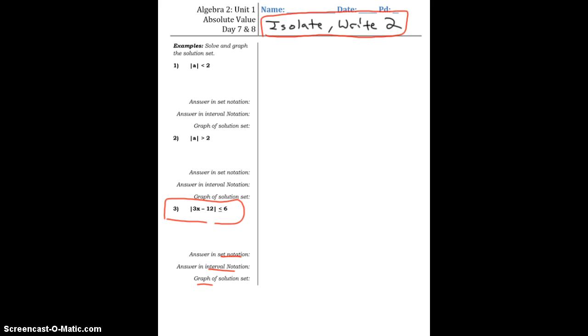The first one is going to be 3x minus 12 is less than or equal to 6. The other one, so I'll keep it divided over here, is going to be 3x minus 12. Now I'm going to switch the sign to a greater than or equal to, and I'm going to change the 6 to a negative 6. All right, so pretty similar to the equations, isn't it? So now you're going to solve them both.